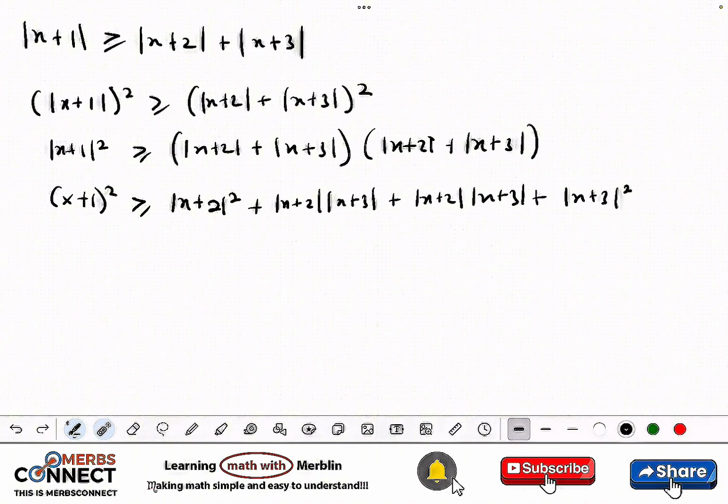Is that right? Good. Now I can expand this part, which gives x squared plus 2x plus 1. So how did I do that? Let me do it so that you see what I did. This is x plus 1 times x plus 1. This is what I did on the left side.